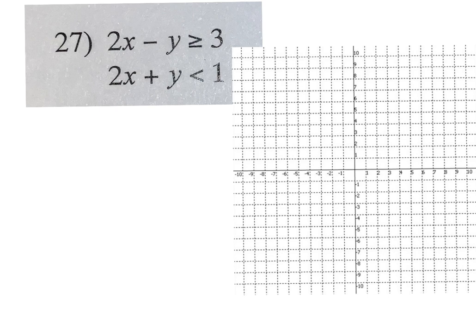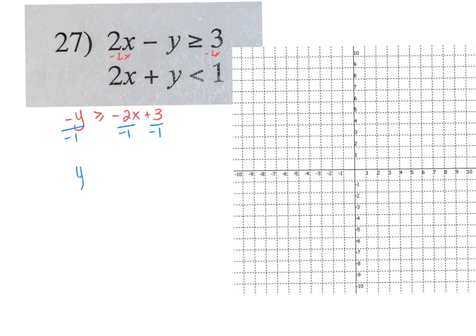So for this one, again, this is an easy one to get into slope-intercept form. Pay attention to your positives and negatives if you do this. So for this top one, to get it in slope-intercept form, I need to subtract my 2x, which will give me -y is greater than or equal to -2x plus 3. And then I need to divide by -1.